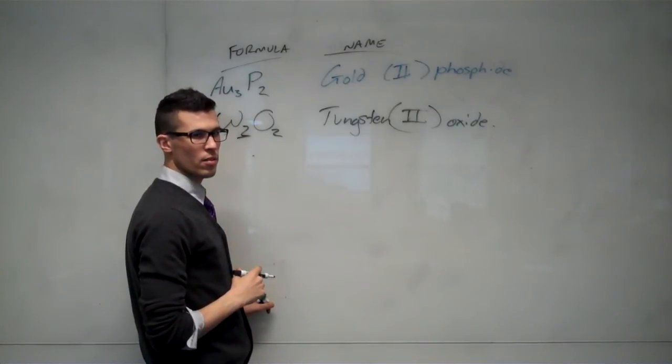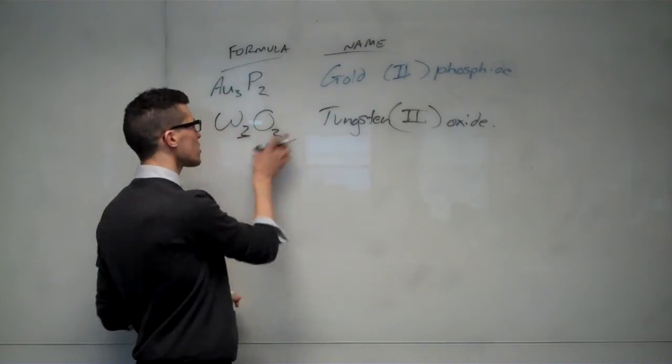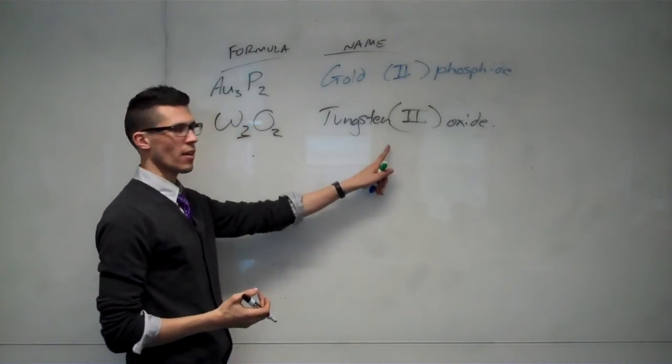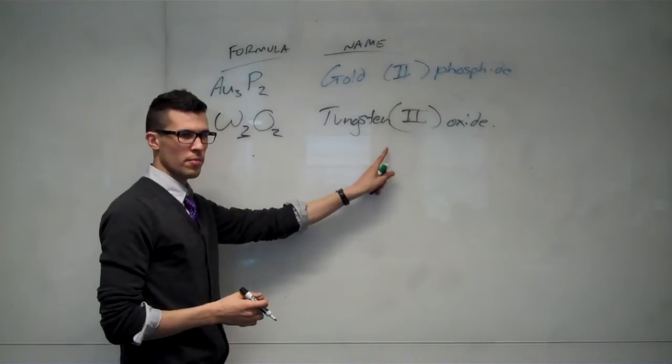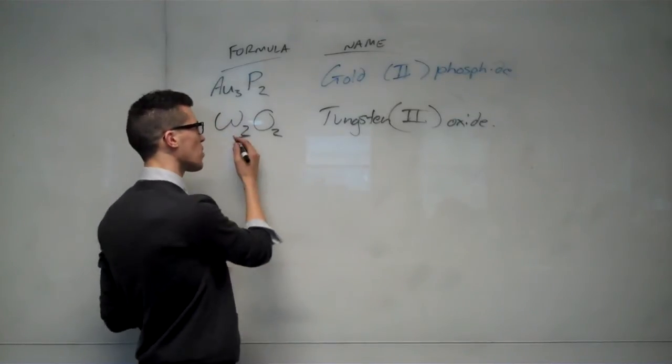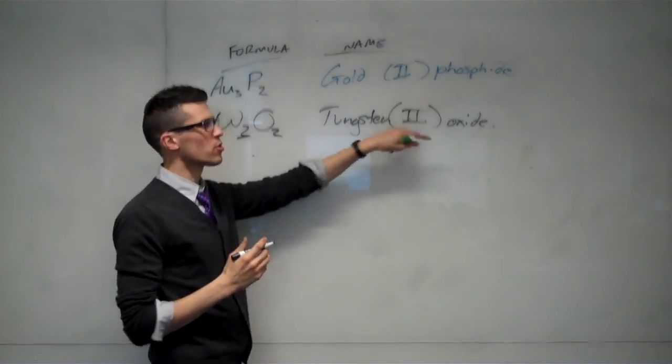Didn't you tell me that you can simplify it? You can simplify the formula, but you can't simplify that. That's always going to be the same. So even if it's WO, it's still going to be tungsten 2 oxide.